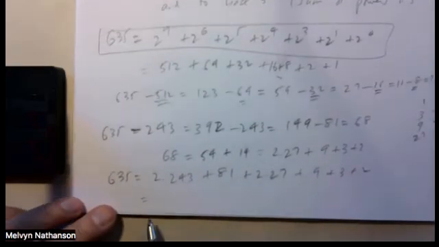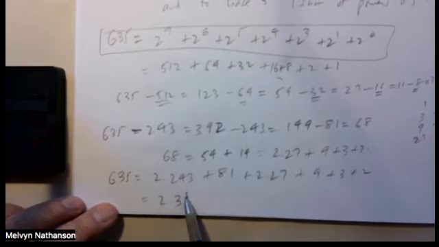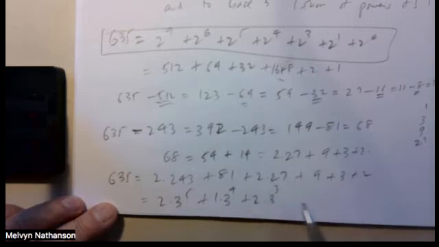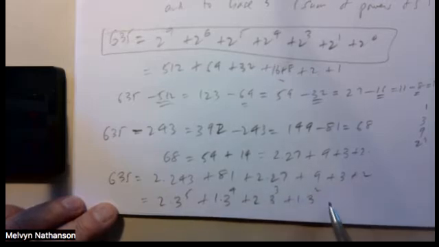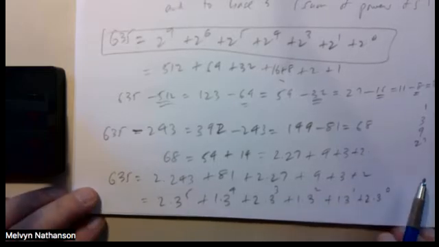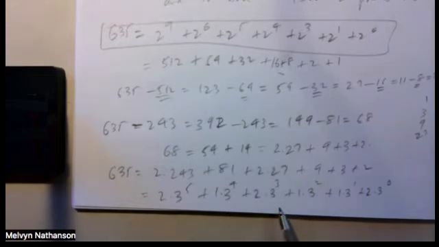So this is as a sum of powers of 3: 2 times 3 to the 5th plus 1 times 3 to the 4th plus 2 times 3 cubed plus 1 times 3 squared plus 1 times 3 to the 1st power plus 2 times 3 to the 0th power. So if I was lucky enough to do the arithmetic correctly, this is the ternary expansion of 635 to base 3. Right? It's a sum of powers of 3 with coefficients 0, 1, or 2.